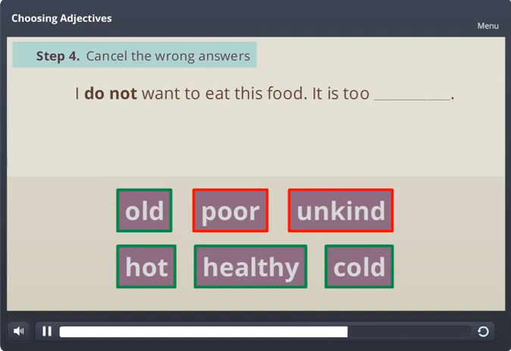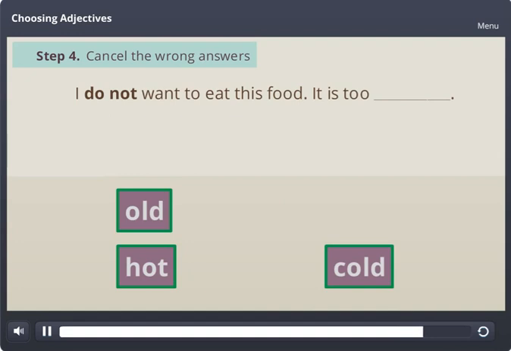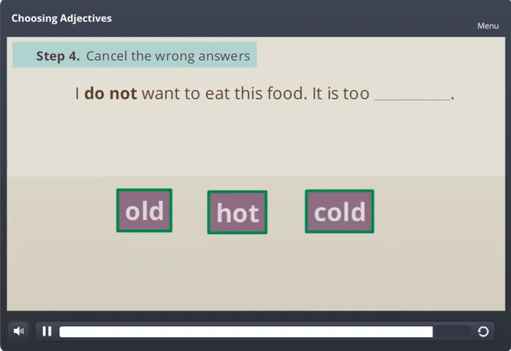The clue of this sentence just tells us that there is something wrong with the food. There is no extra information. If food is healthy, that is not a problem. So healthy will not work. We still do not know if the answer is old or cold. We'll come back to this later. Now let's move on to example 2.